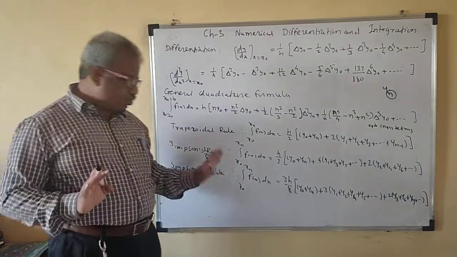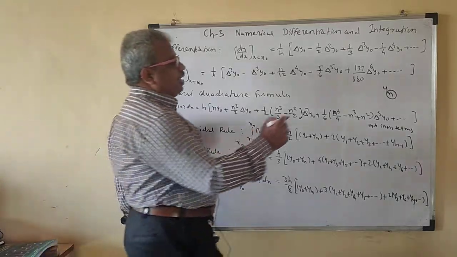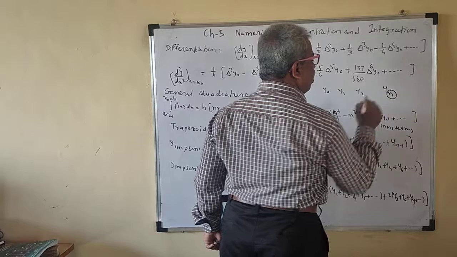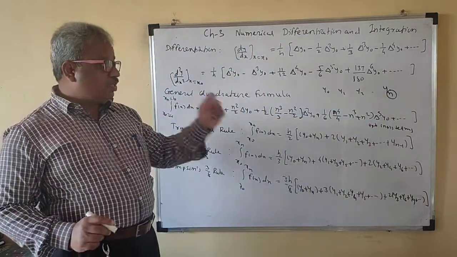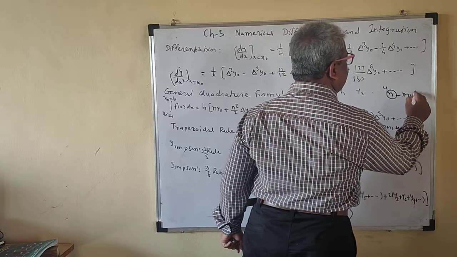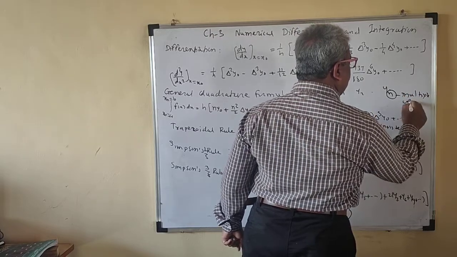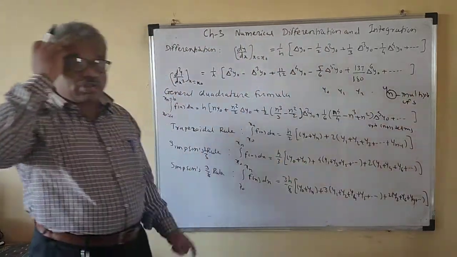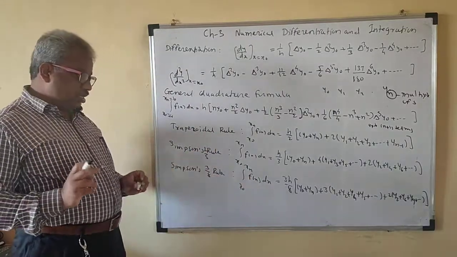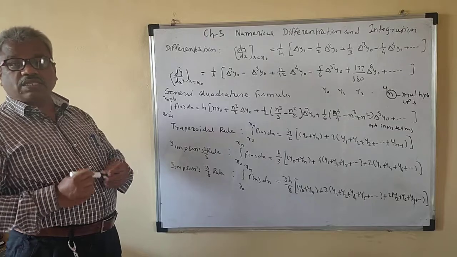For the Simpson 3/8 rule, we have y naught, y1, y2, dot dot dot yn. So this n should be a multiple of 3. If n is not a multiple of 3, then you cannot apply the Simpson's 3/8 rule. Note that this is the condition to apply the Simpson 3/8 rule.